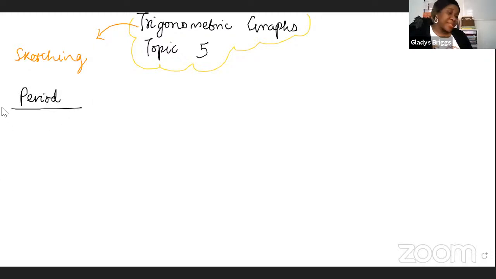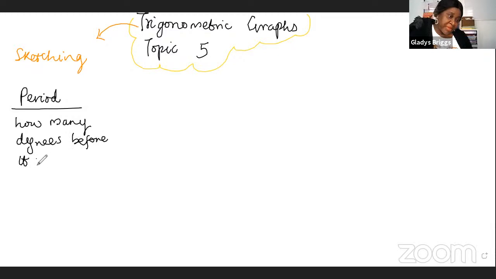And the period is how many degrees before it repeats itself again, okay? Because it's like cycles, like a wave. How many degrees before it repeats itself again?